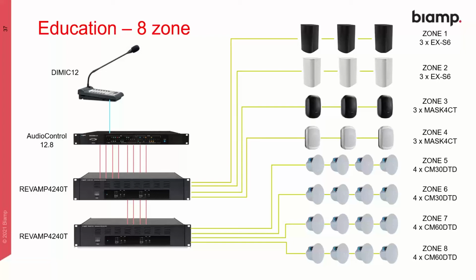Also, bear in mind that this is just showing an 8-zone system, but just by the addition of another audio control, you can make it into a 16-zone system, or another audio control, you can make it into a 24-zone system. So then, of course, you'd need more buttons on your DMic 12 just by adding a DMic 12S.